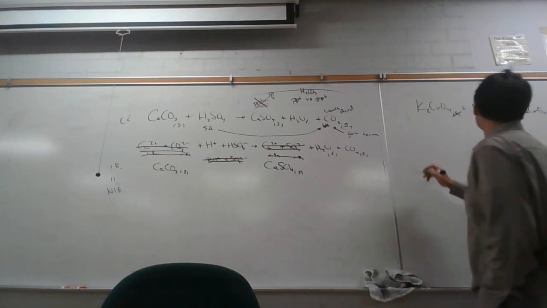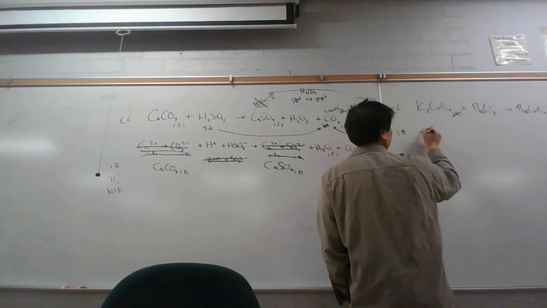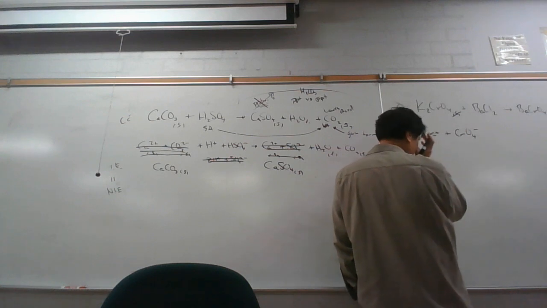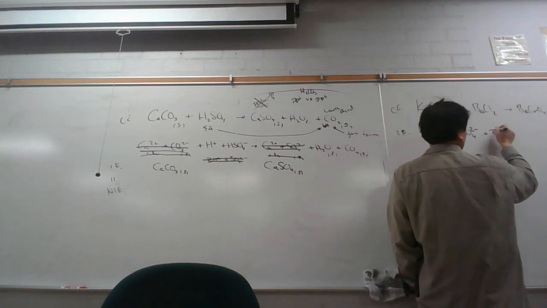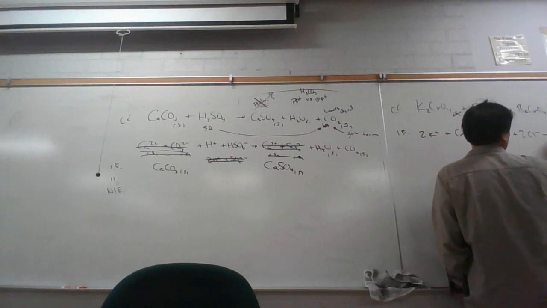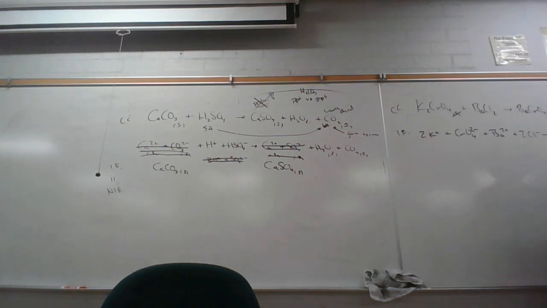Okay, so this is the CE. What did you get for the IE? 2K plus, plus CrO4 2 minus, plus Ba2 plus, 2Cl minus, goes to barium chromate solid, 2K plus, 2Cl minus. Did everybody get that? You ionize all the soluble salts, that's good. Barium chromate is left alone.